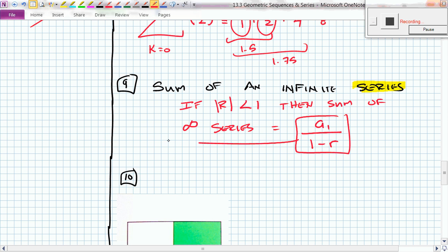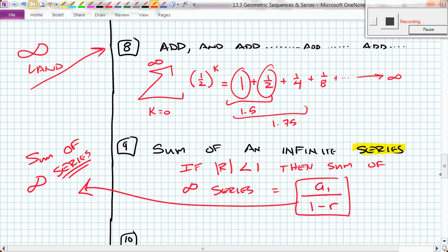So this is really important. This is the sum of an infinite series. Now a series is what you deal with when you add to infinity, no longer finite anymore. It's the first term, which is a sub 1, over 1 minus the ratio. So let's go back and check to see if we can actually answer the question.